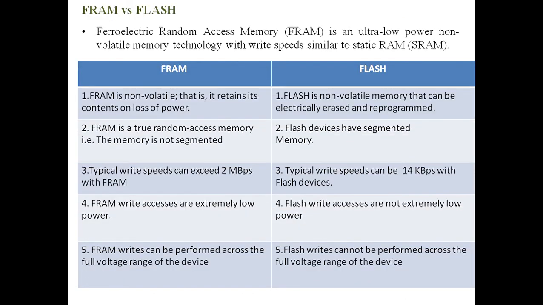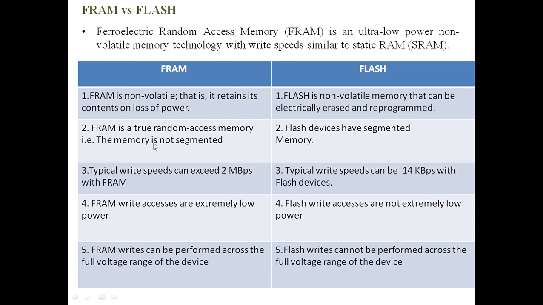Next, flash memory and FRAM. The MSP430 contains FRAM. It is also one type of RAM, but it is non-volatile. That means even if power is turned off, the data is not erased. If you compare these two, FRAM and flash memory, FRAM is a true random access memory, but it is also non-volatile, because even if power is turned off, it saves the data. Flash is also the same, it is a non-volatile memory that can be electrically erased and reprogrammed.